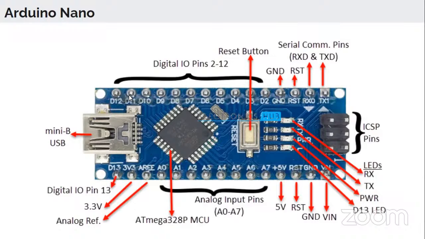Okay, so also, as you can see, there are pins ranging from D2 to D12. Some of the pins, like D3, D5, D6, D9, D10, and D11, can work as PWM pins also. So now you will ask, what are PWM pins?